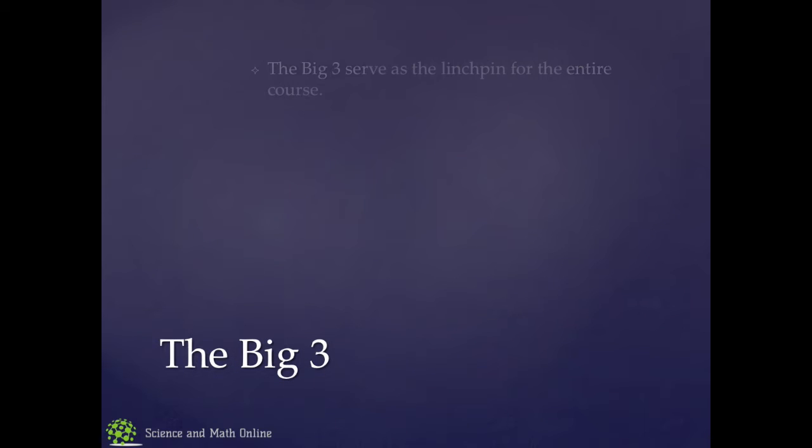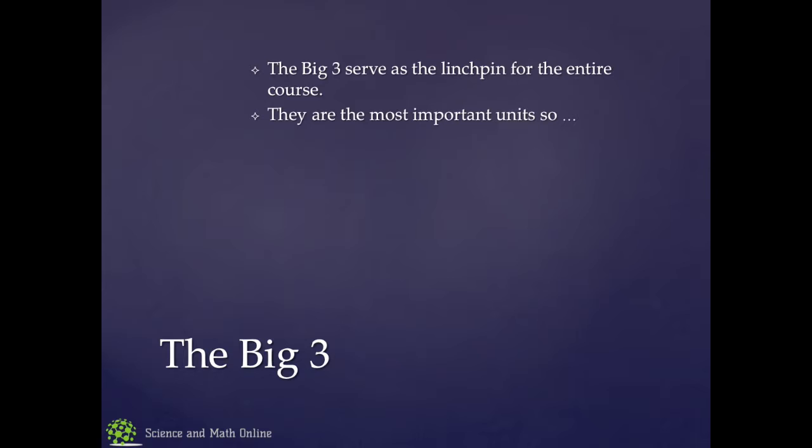So what that means is the big three serve as the linchpin for the entire course. Everything is about them. So in my course, they are the main piece. Everything else works off of them. So they are the most important units, so they should be emphasized and given more instructional time. If you spend a week or a week and a half on atomic structure, you need to be spending 2-3 weeks on the big three, each of them.